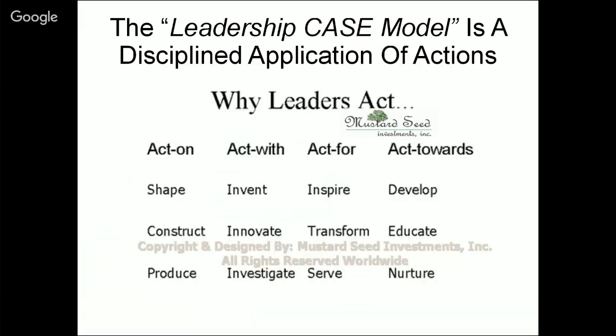You have to appreciate that the leadership case model is a disciplined application of actions. You will see that these case actions should consist of all four dimensions for every human activity, which consist of actions on or physically based, actions with or intellectually based, actions for or emotionally or psychologically or spiritually based, and actions towards or developmentally oriented or future focused activities.